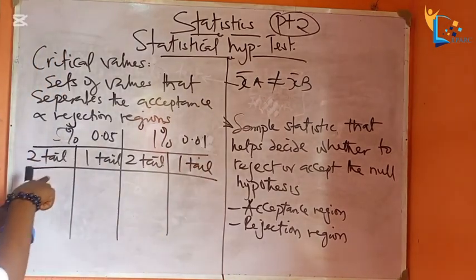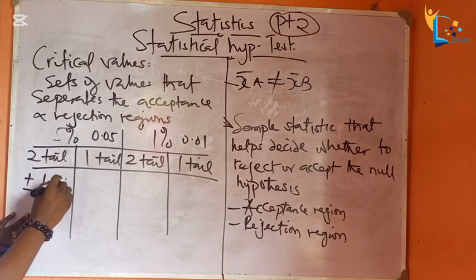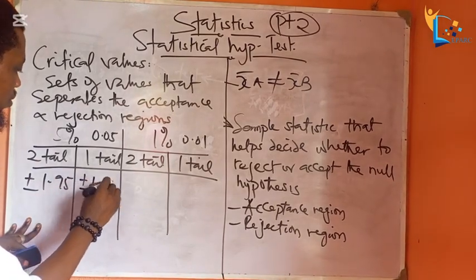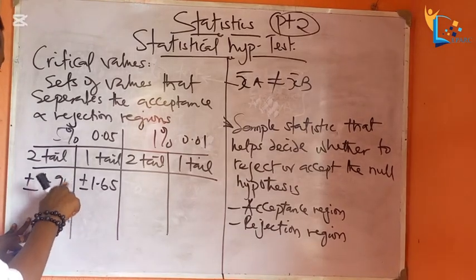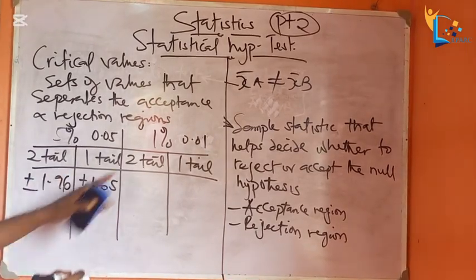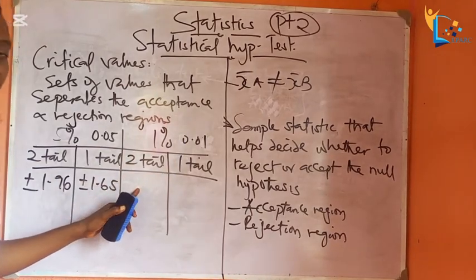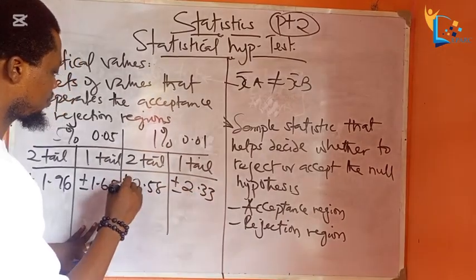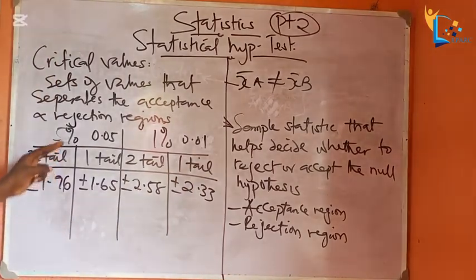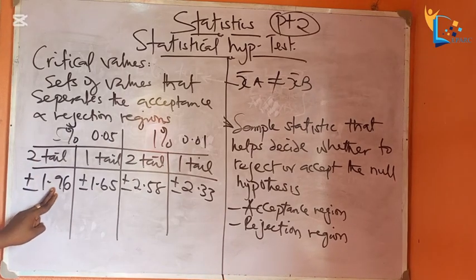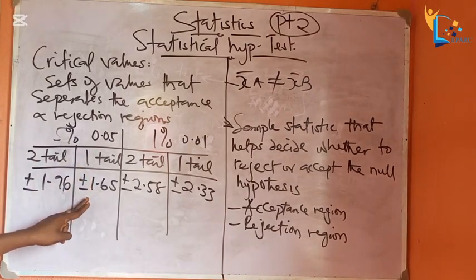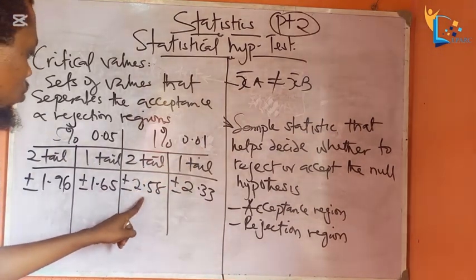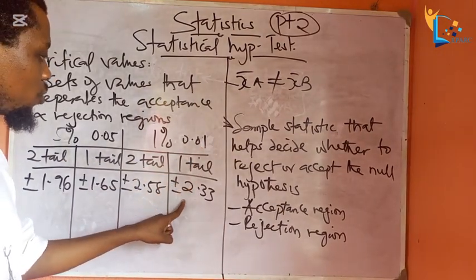Now for 5% level, for 2 tail we have plus minus 1.96. For 1 tail we have plus minus 1.65. Then for 1% level, for 2 tail we have plus minus 2.58, and for 1 tail, plus minus 2.33.